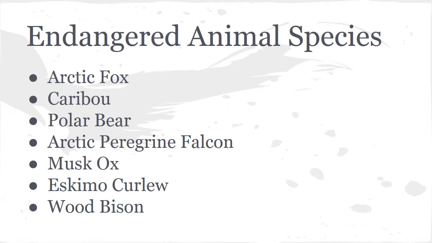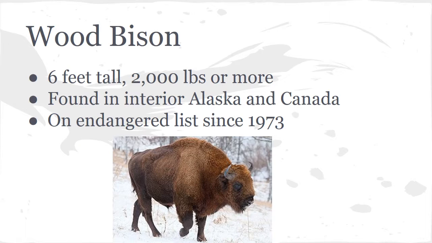Some of the animals that are on the endangered species list in the alpine and Arctic are the Arctic fox, caribou, polar bear, the Arctic peregrine falcon, which is no longer endangered, the musk ox, which is also no longer endangered, Eskimo curlew, and the wood bison. The wood bison stands 6 feet tall and weighs 2,000 pounds or more. They're mostly found in interior Alaska and Canada, and they've been on the endangered species list since 1973.